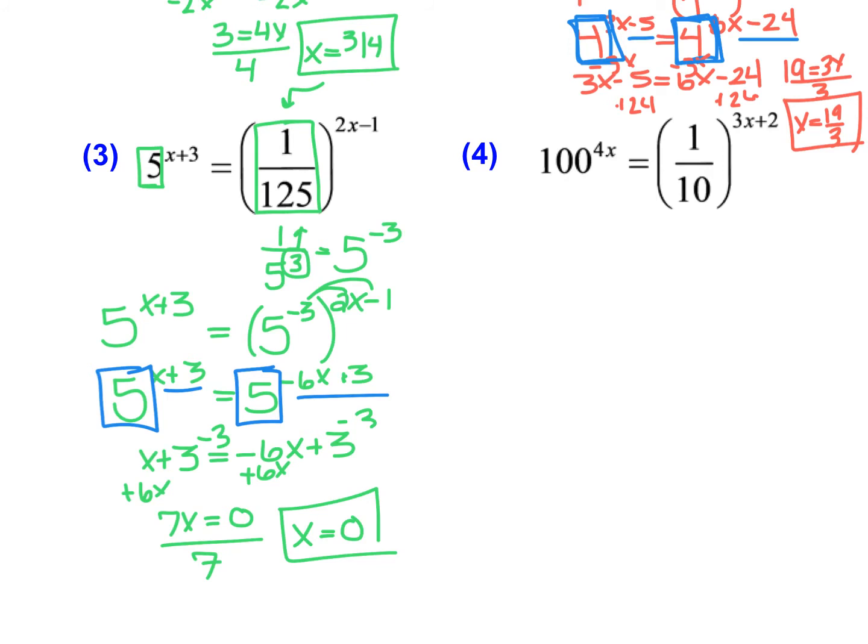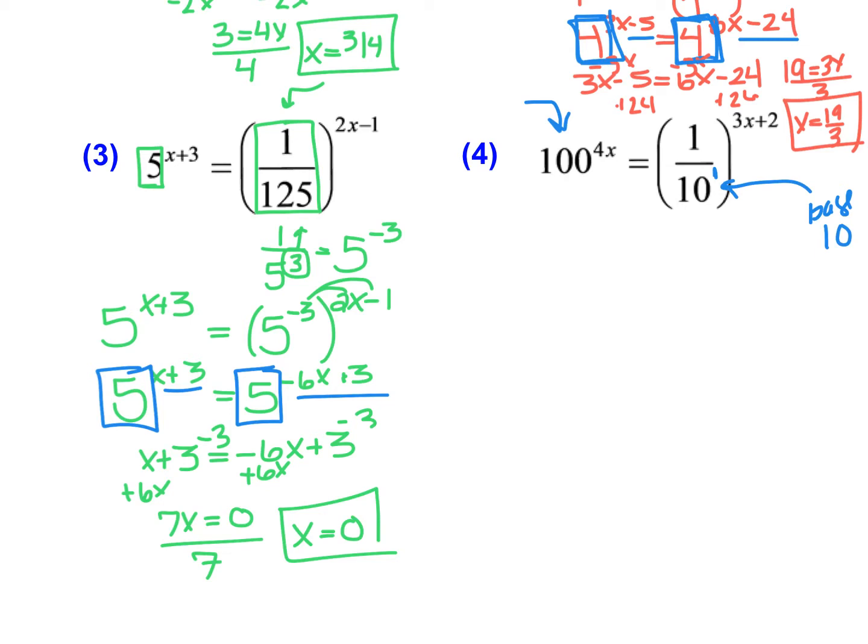Finally, in this fourth example, what I notice is I have an interesting situation here. I have 100 on the left-hand side, and I have 1/10, which is 1 over 10 to the power of 1 on the right-hand side. Because they both are powers of 10, I'm going to try to rewrite them as bases of 10, but not in the denominator. I want the 10 up in the numerator. So let's start with the 100.